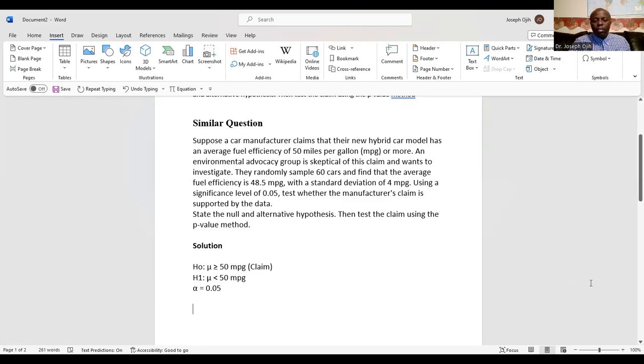To run the test, we calculate the test statistic. And to do that, we list our numbers here. How many cars were selected? 60 cars. And for those 60 cars, the sample mean is 48.5. I don't have the character for the sample mean here, so I'm going to get it from the other book and then put it here. That's the X bar.